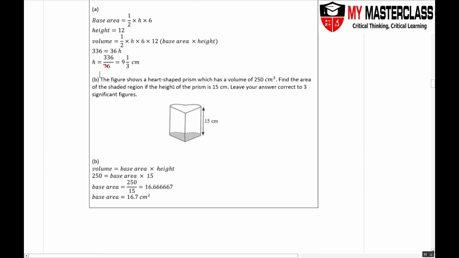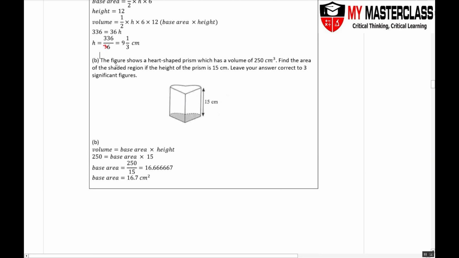Let's take a look at part B together. Okay, part B. The figure shows a heart-shaped prism which has a volume of 250 cm cubed. Find the area of the shaded region if the height of the prism is 15 cm. Okay, leave your answers corrected to 3SF. So, okay, same thing in this scenario. I am given a volume. Okay, and you are asked to find the area of the shaded region.